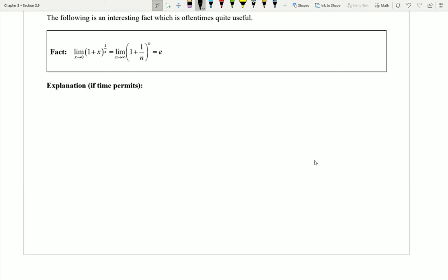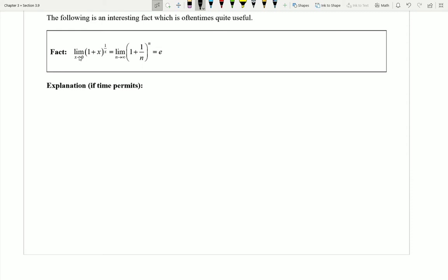So we're going to end this last section here of Chapter 3 by taking a look at an interesting fact which very oftentimes shows up and becomes very, very useful. I know in my Calculus 1 and sometimes my Calculus 2 classes and sometimes in Calculus 3 classes that I teach, this fact shows up from time to time. So let's take a look at it. It's actually a very, very interesting limit.